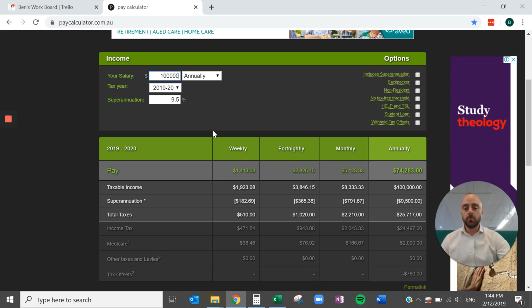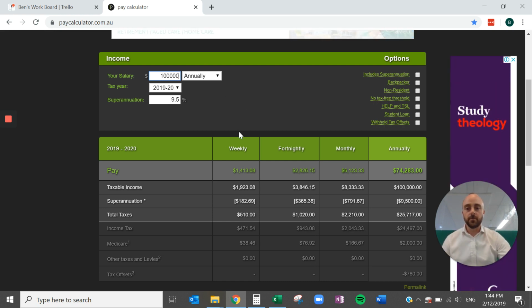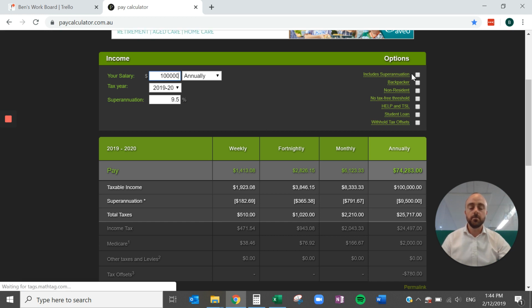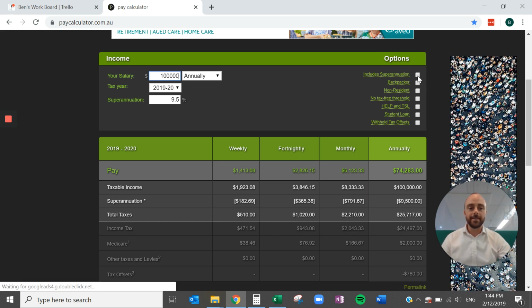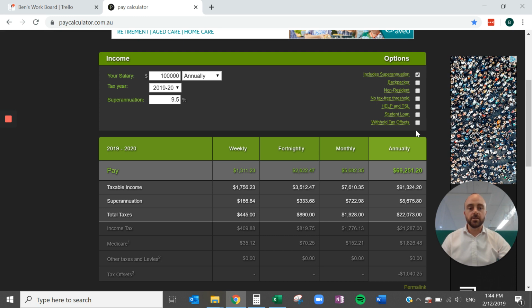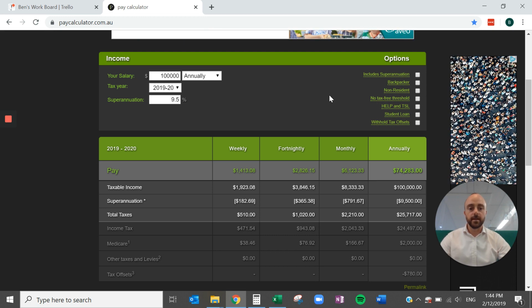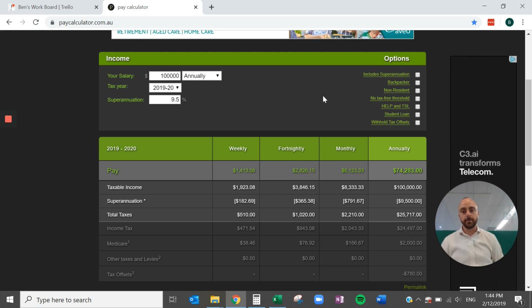Now, it's important to note that this is exclusive of superannuation. So some employers will give you a figure as to how much you earn inclusive of superannuation. This is exclusive. If the only figure you know is inclusive of superannuation, you can tick this box here, which will change the figure to reflect the fact that superannuation is included in the amount you've put in.